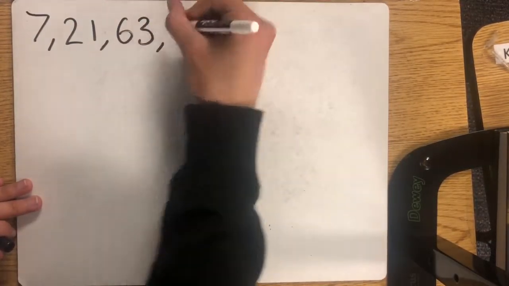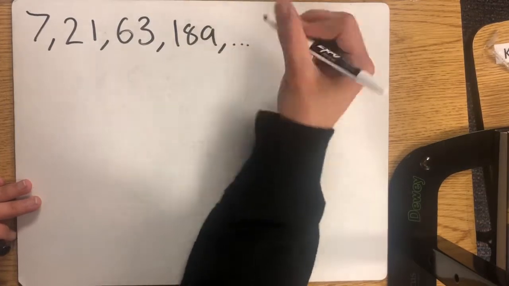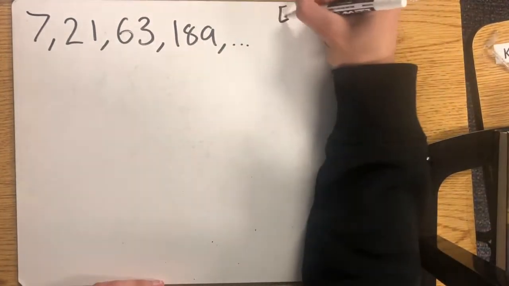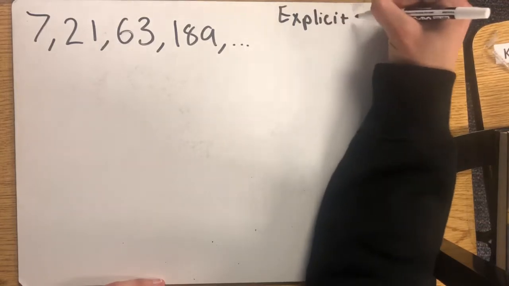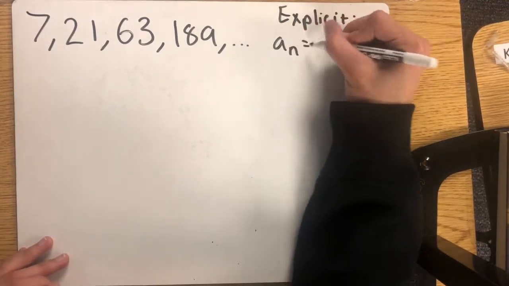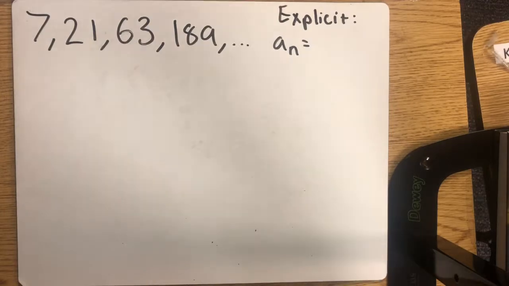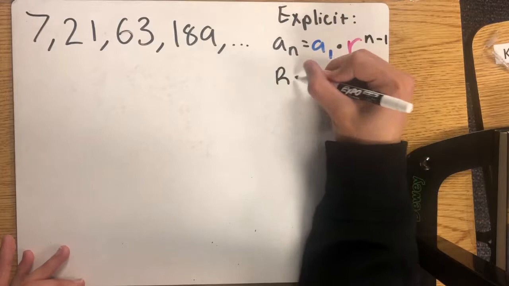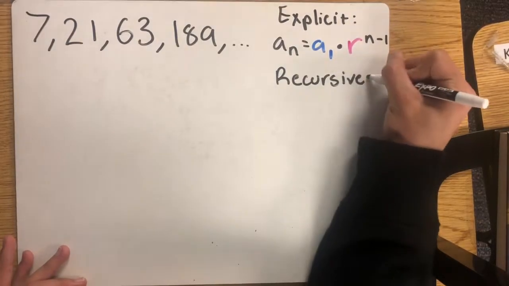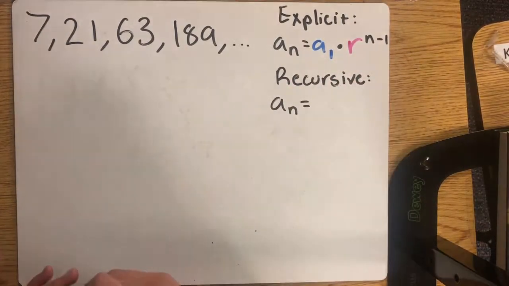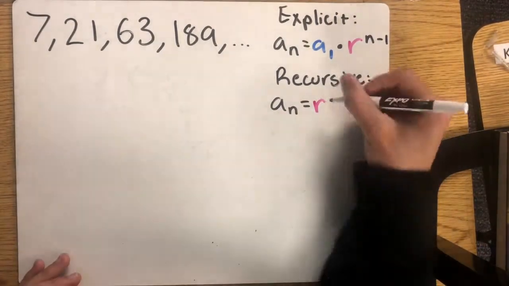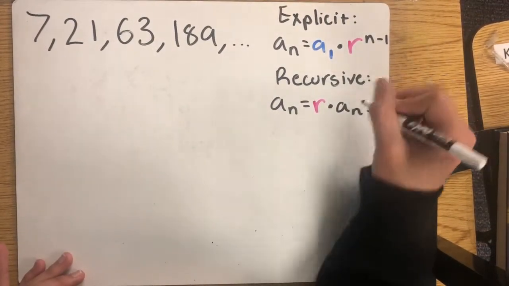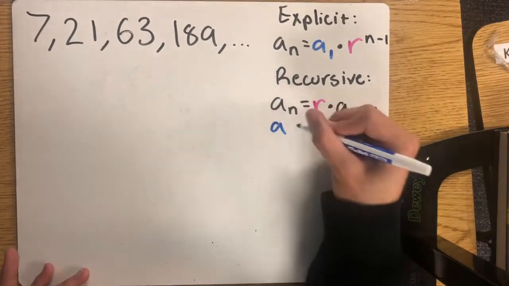Today we will be finding the explicit and recursive formulas for geometric sequences. The explicit formula is a of n equals a of 1 times r to the power of n minus 1. The recursive formula is a of n equals r times a of n minus 1, where a of 1 will equal blank.